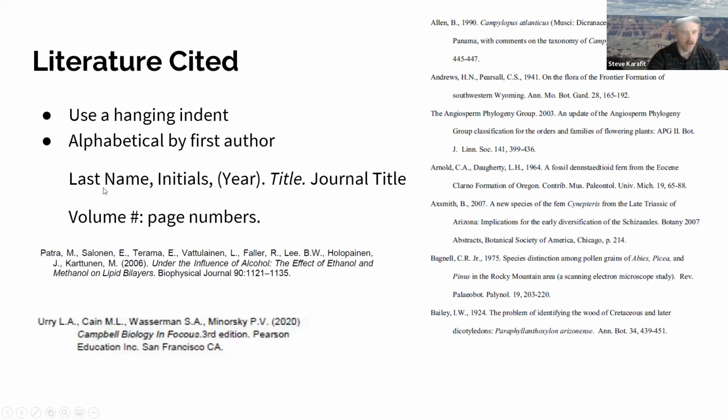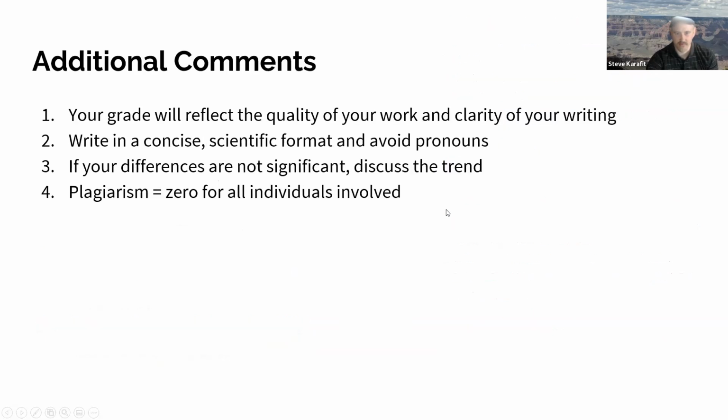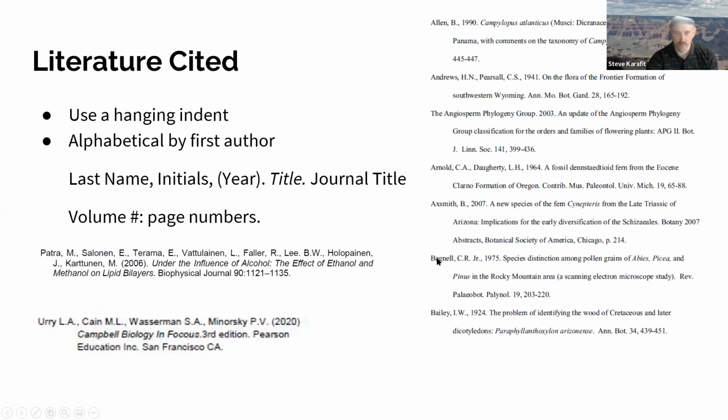Let's see here. So journals are cited like this. There are examples of this in your manual in the appendix. Here are some example citations, but here's how they would look in order. Okay. So Allen is before Andrews, right? And Arnold is before Axsmith. Oops. And so you base it on the first author. And here's what I mean by hanging indent. This one's out here. The rest of this stuff is tucked in slightly. So this is the proper citation format.